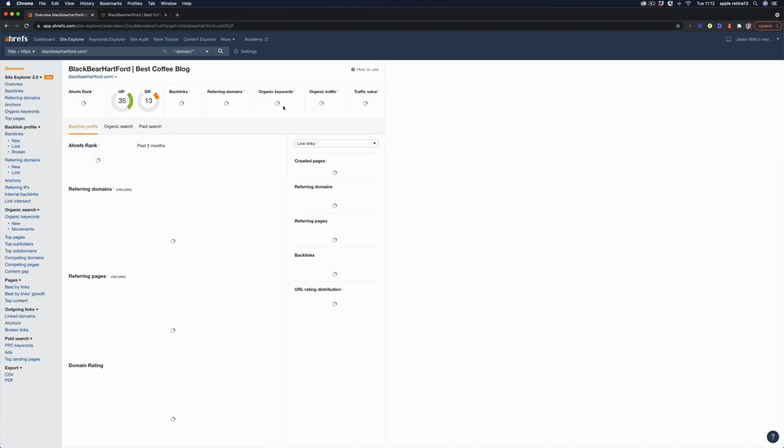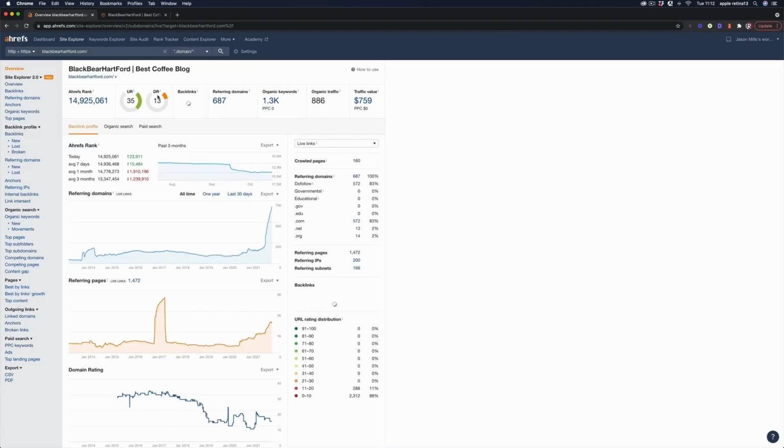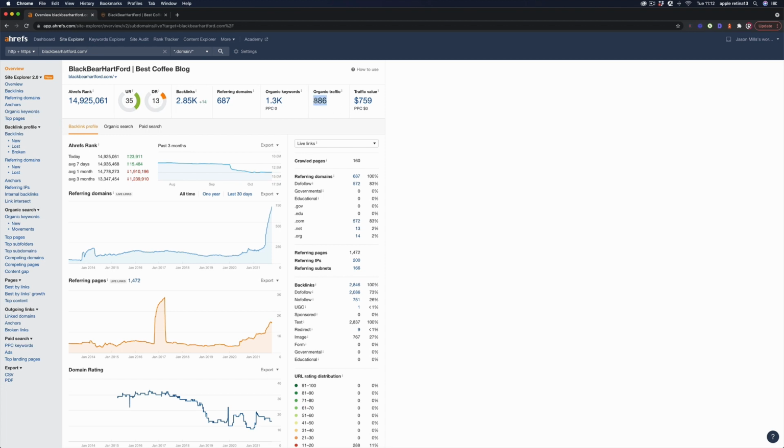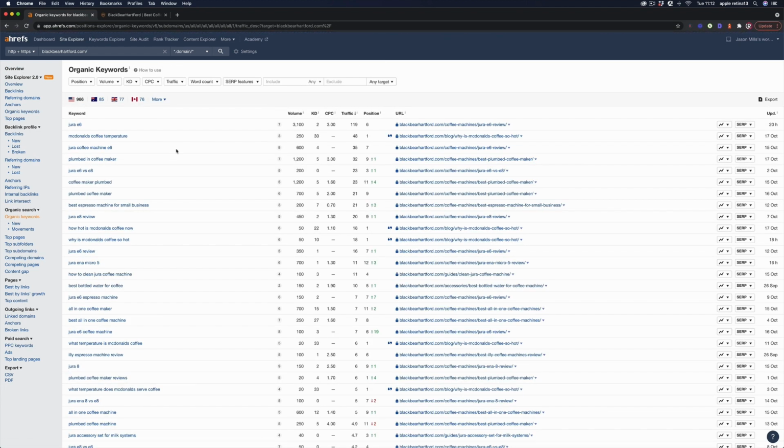So even in Ahrefs, it's a DR13, which is pretty low. It's not got a huge amount of traffic, but it is ranking for some keywords. And I actually think if you were to look at the keywords that they're ranking for here, this would be a good starting place in terms of content. For the Jura E6, they actually rank position 6, and that's probably because they've got some good Jura related content.